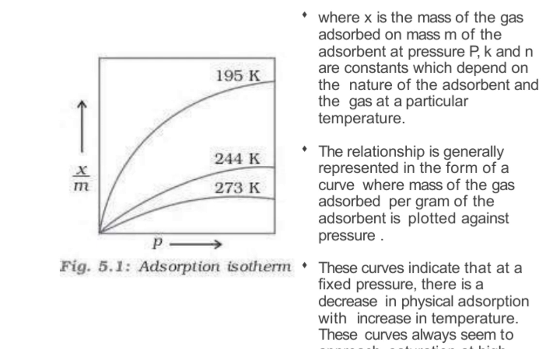One key point to note is that at a fixed pressure, as temperature increases, the amount of physical adsorption actually decreases. This is because higher temperatures tend to reduce the tendency of gas molecules to stick to the surface. And you'll also see that these curves tend to approach a saturation point at high pressure, indicating that the adsorbent is becoming fully occupied. Understanding these curves helps us interpret how adsorption varies with pressure and temperature, which is essential for designing effective adsorption systems in various applications.